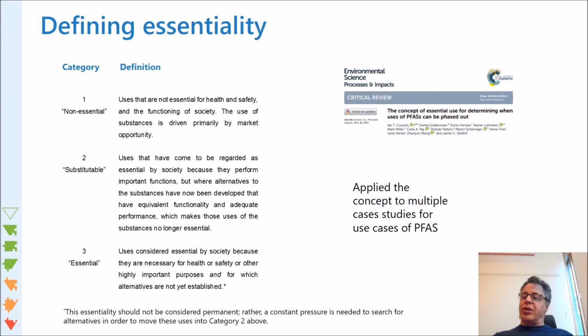Category 3, or essential uses, are those uses that are considered essential by society because they are necessary for health and safety or other highly important purposes for which alternatives are not yet established. Even if a use falls into Category 3, this should not be considered permanent. Innovation in the development of non-fluorinated alternatives can lead to it moving up to Category 2. Anyhow, based on these definitions, we tried to determine which category various use cases of PFAS belong to. And all of this is documented in this first publication, which is shown in the top right-hand corner of the slide.